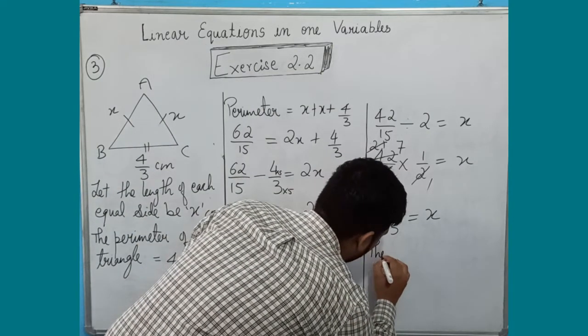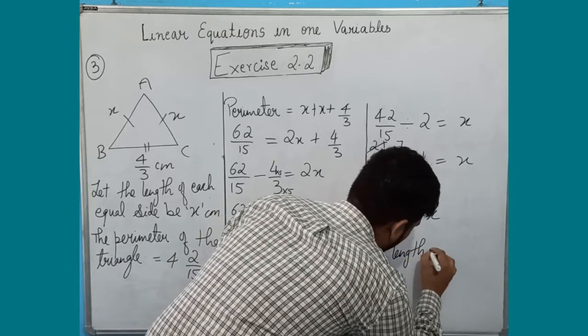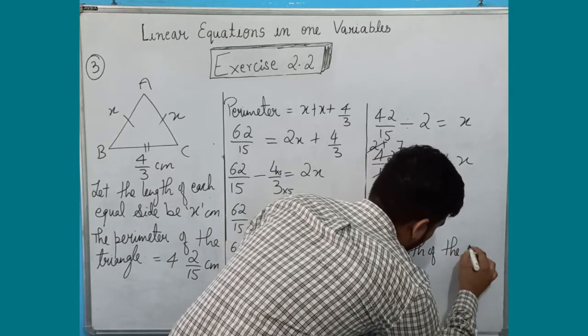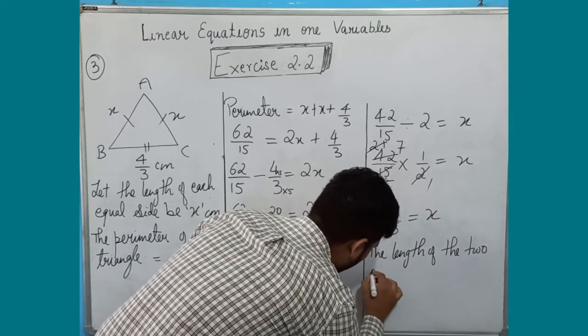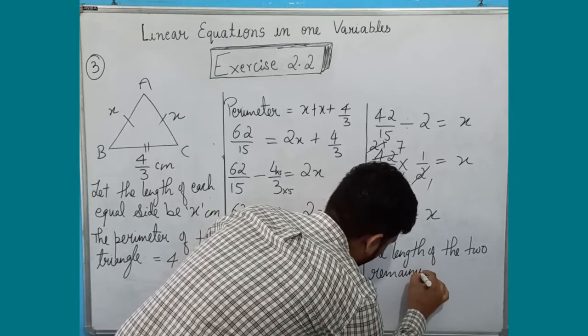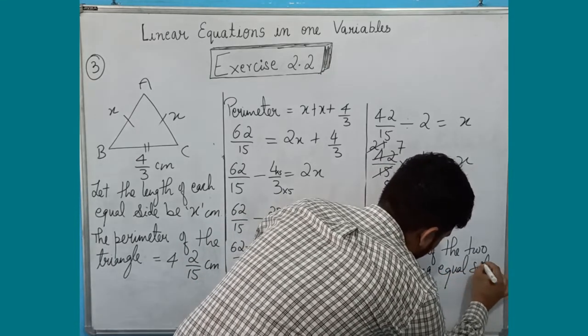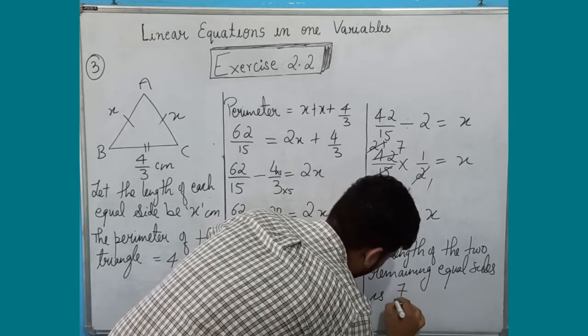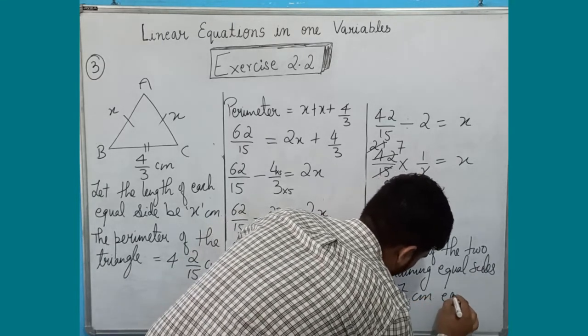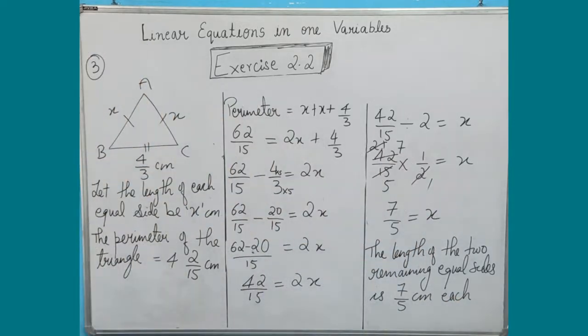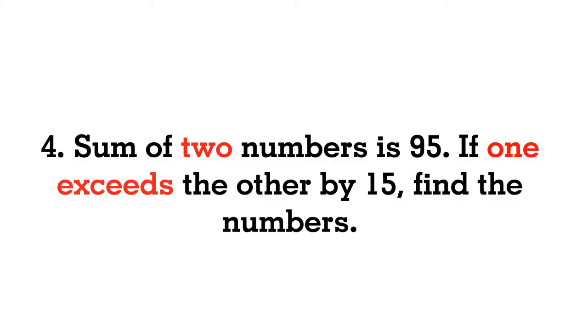So the length of the two remaining equal sides is 7/5 centimeters each. So each side is 7/5 centimeters, and this is the solution of the third question from exercise 2.2. I hope you have understood this, and now let us go to the next problem, that is question number 4.